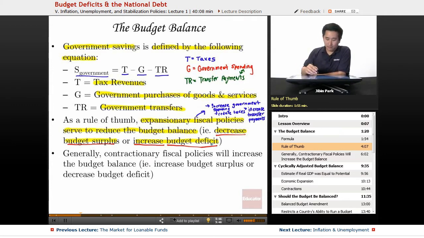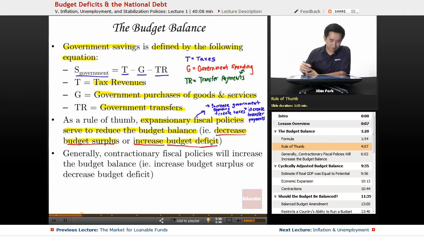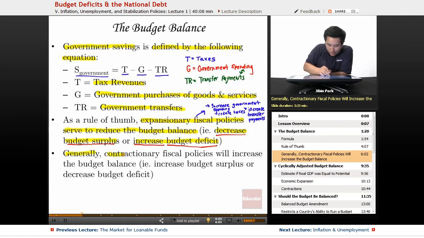So, it was great. It may have helped save us in the short run from falling into a greater recession. But there are long-term consequences, and we had a deficit, and it kept on adding to our national debt. So, as a rule of thumb, again, generally, contractionary fiscal policies will increase the budget balance, or, for example, increase the budget surplus, or decrease the budget deficit. So, it works the other way. So let's go ahead and look at that.